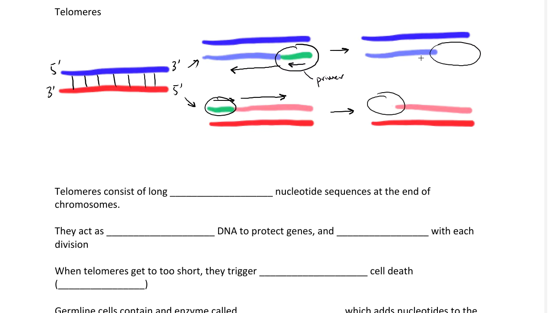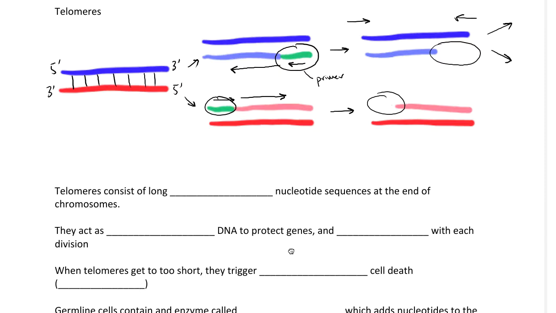And now if you were to imagine this separating again and going off and doing another cycle of replication, you'd see that this shortening problem gets worse each time you replicate. And so the chromosome is basically being sort of chewed inwards from the ends with each replication.